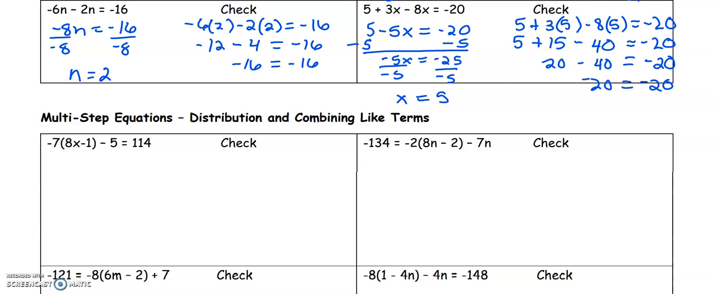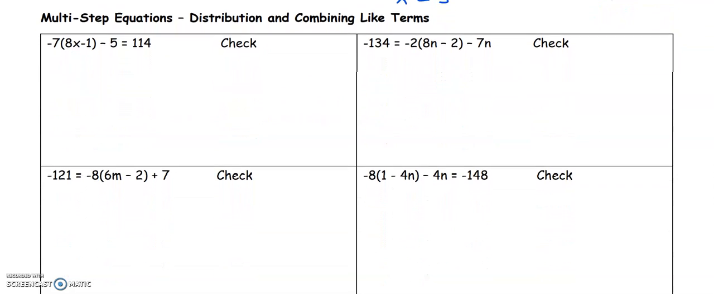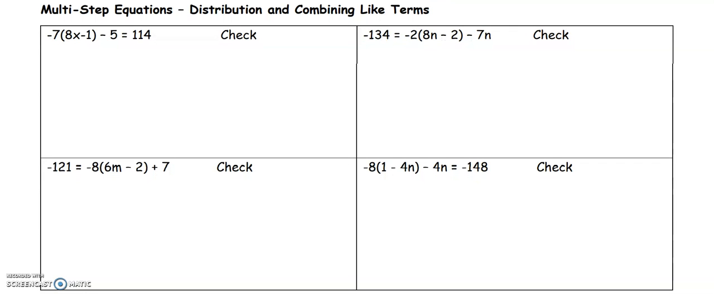We're going to put together both distributive property and combining like terms in our next couple of examples. So for our next one, we can either distribute, we can't divide right away. We can move this term minus 5 to the other side. We're going to go ahead and do our distribution first, and then we'll see how we can combine like terms.